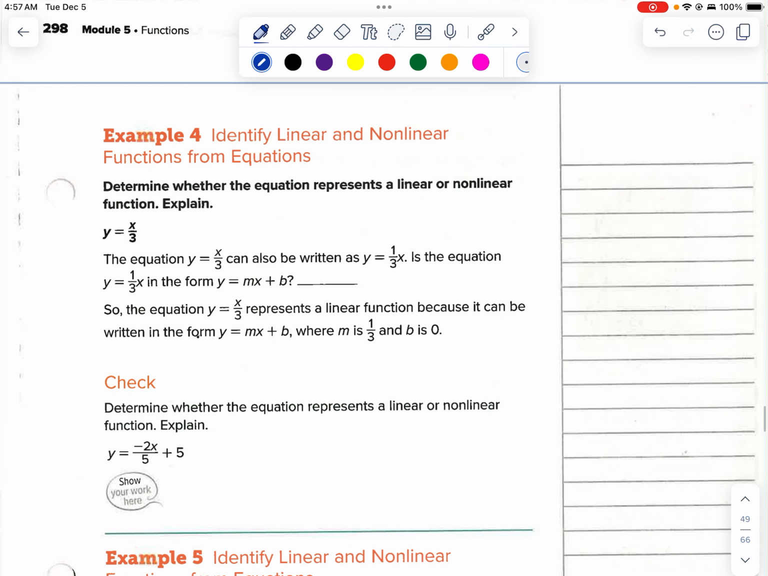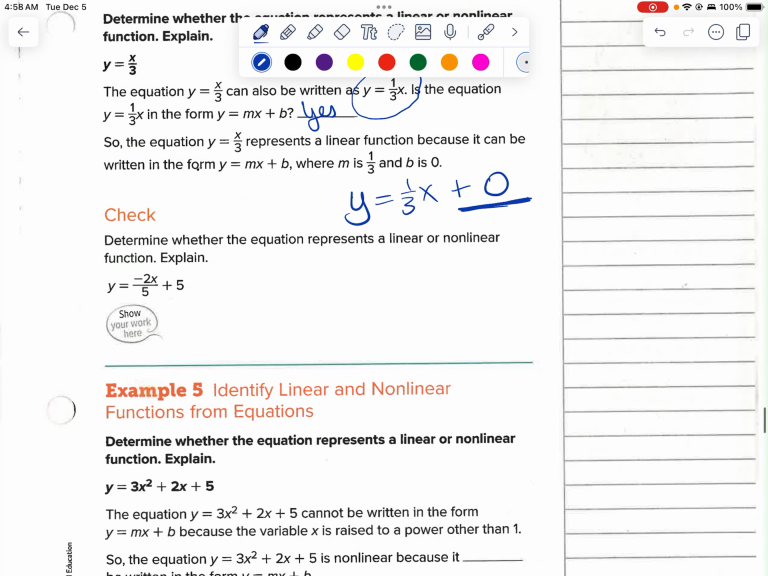So this right here, the equation y equals x over 3 can also be written like this. Is that equation in the form y equals mx plus b? Yes. So then that means, and some of you are asking, where's the b? Remember that this is a proportional relationship. So we don't write this part right here, but the y-intercept is 0. Okay, some people are like, oh no, that's not it. But again, this can be written as this right here. Is that in the form y equals mx plus b? Yes. It is in the form y equals mx plus b. So this makes this linear.